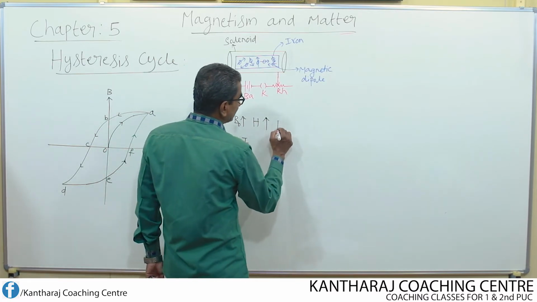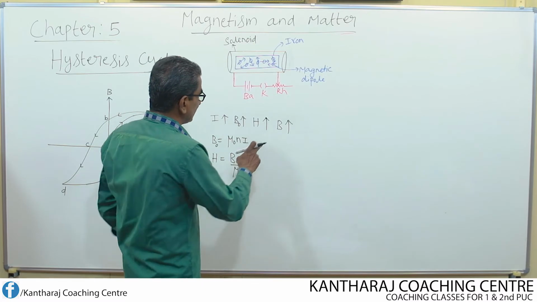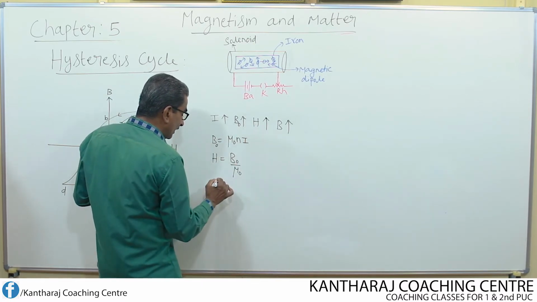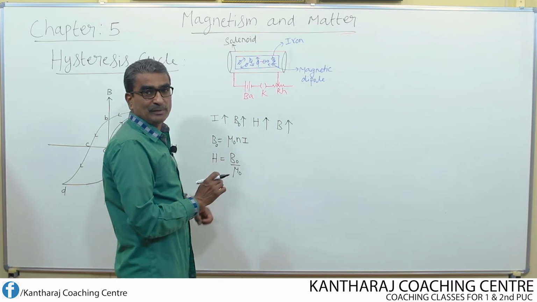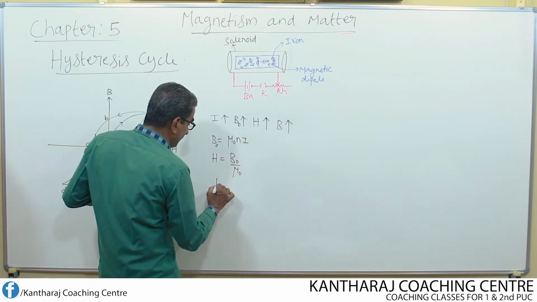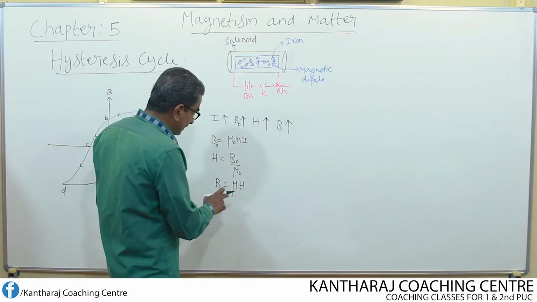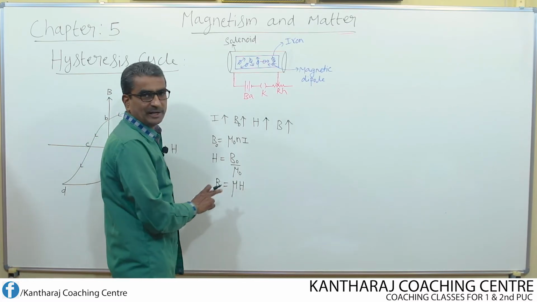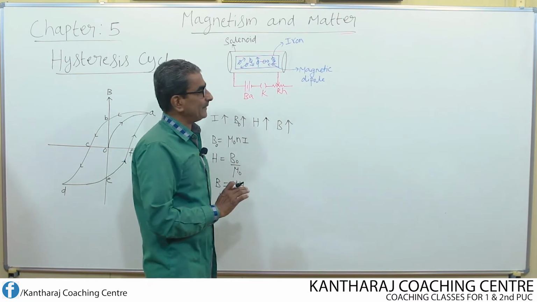If H increases, once again B also increases. How can you say that B increases if H increases? Because we know the formula for the permeability. Permeability mu equals B by H. So therefore B equals mu into H. As H increases, B also increases. Once again, B is directly proportional to H. So this is how all the terms are related to each other.